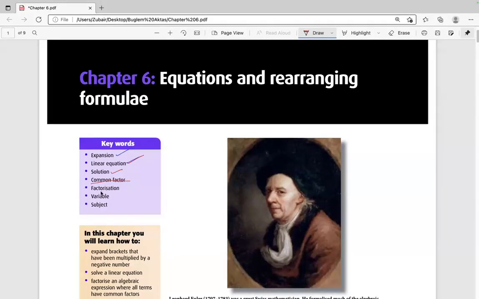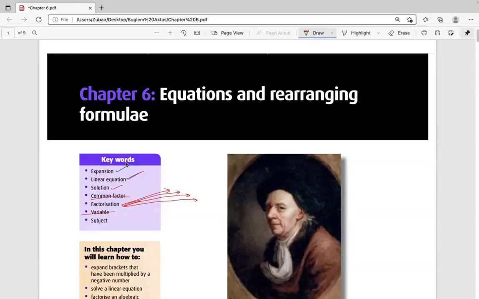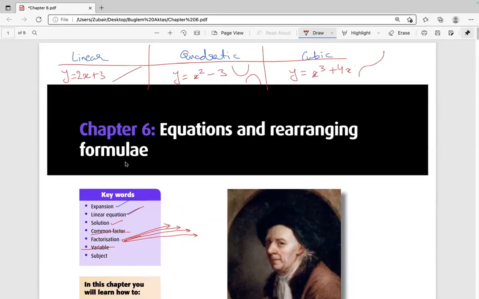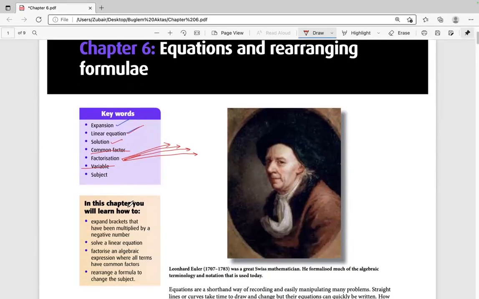Then common factors, taking out common factorization. Factorization will include 4 things. One is simplification, the other would be middle term breaking, and quadratic formula and completing the square form. Then we have variables, as we wrote earlier, this x and y here are variables, and the numbers we can see are constants. Then subject, the center of the formula on which things would depend, independent variables, dependent variables, and so on.